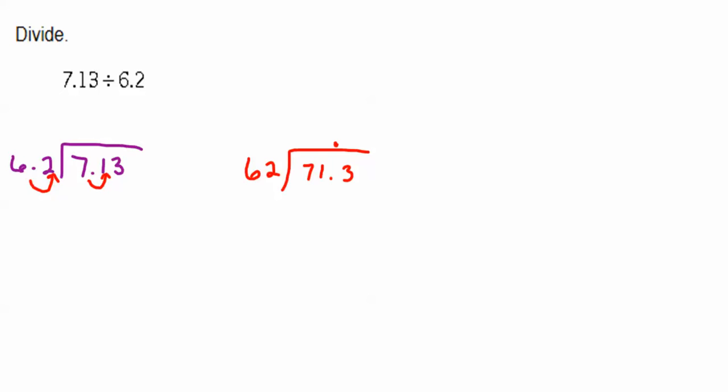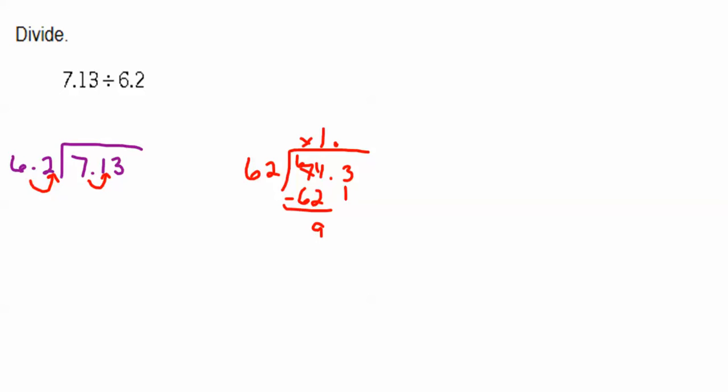All right, starting off, we accounted for moving the decimal points, and then that decimal point goes straight up in your answer. Then 62 into 7 does not go. 62 into 71 goes 1 time. 1 times 62 is 62. And we're going to subtract. 1 minus 2, we have to borrow. The 7 becomes a 6, and the 1 becomes an 11. 11 minus 2 is 9, and 6 minus 6 is 0.